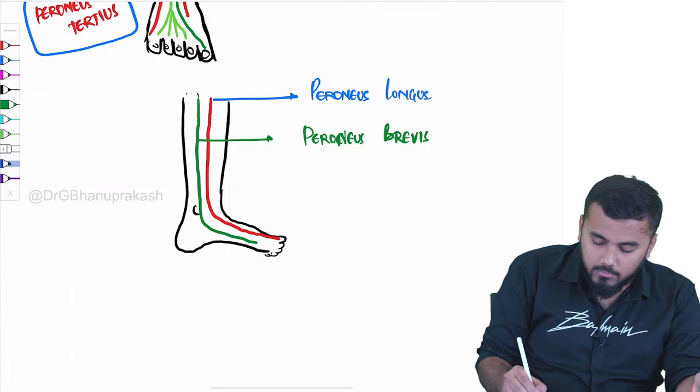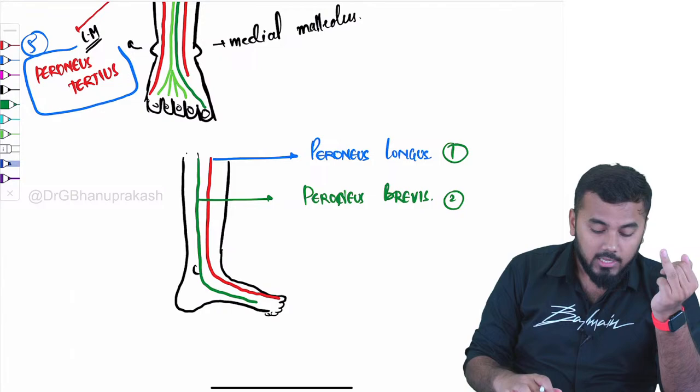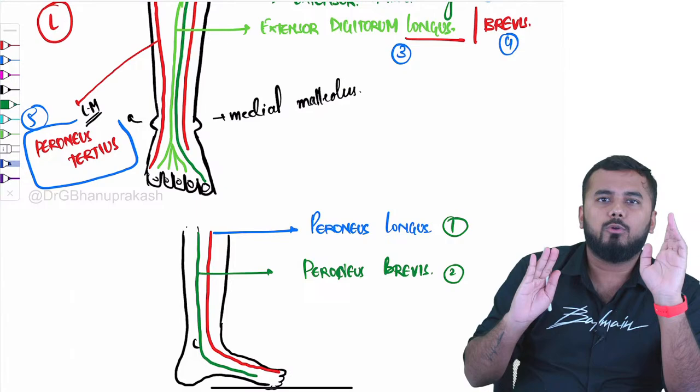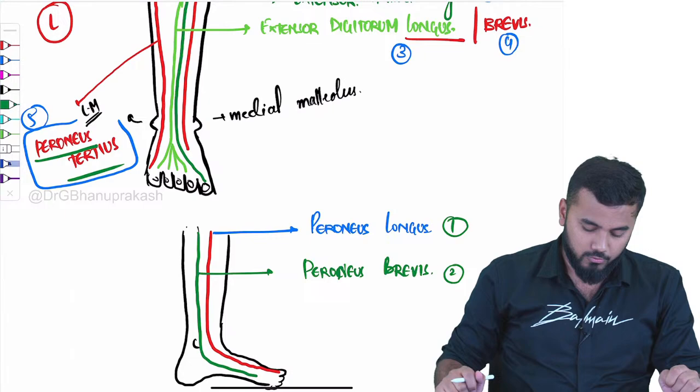Second muscle, peroneus brevis. Third muscle is called tertius, which is located a little bit in the lateral, a little bit in the anterior. That is why they called it a third peroneus muscle. In Latin, three you call it as tertium. That is why it is called peroneus tertius. And what is its function? Elevation of the foot.